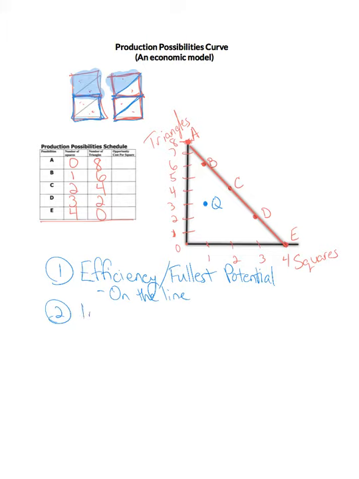So anything inside the curve, we're going to say has idle resources or wasted resources. In this case, resources are there, but they're not being used to their fullest potential. So it's wasteful. You have paper that's left up here that you're not using, right? So that's not a good idea. So we don't want to make there.